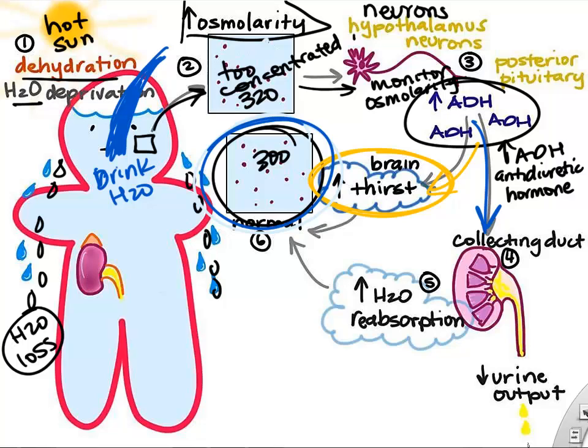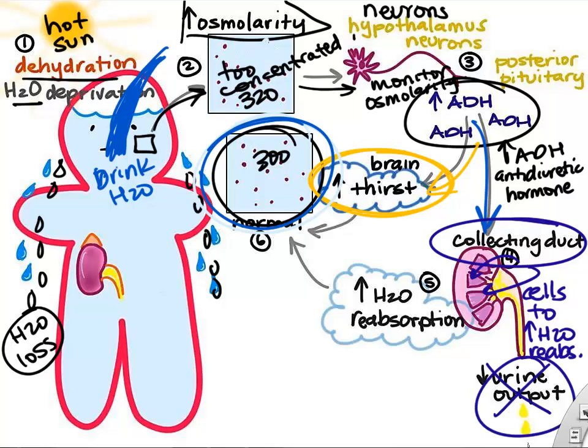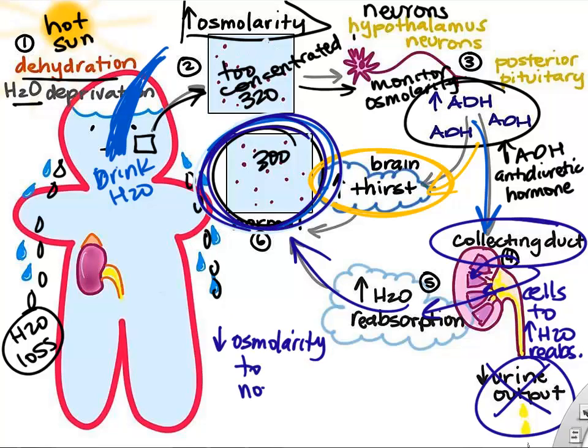If you don't have access to water, the other thing that'll happen is ADH goes to your little collecting duct cells and increases their water reabsorption so that you're not peeing out water and instead keeping that water in your body, which helps, again, bring your osmolarity back to normal. We want to decrease our osmolarity. So when ADH is around, you decrease your urine output, and the urine that you do make is very, very concentrated.